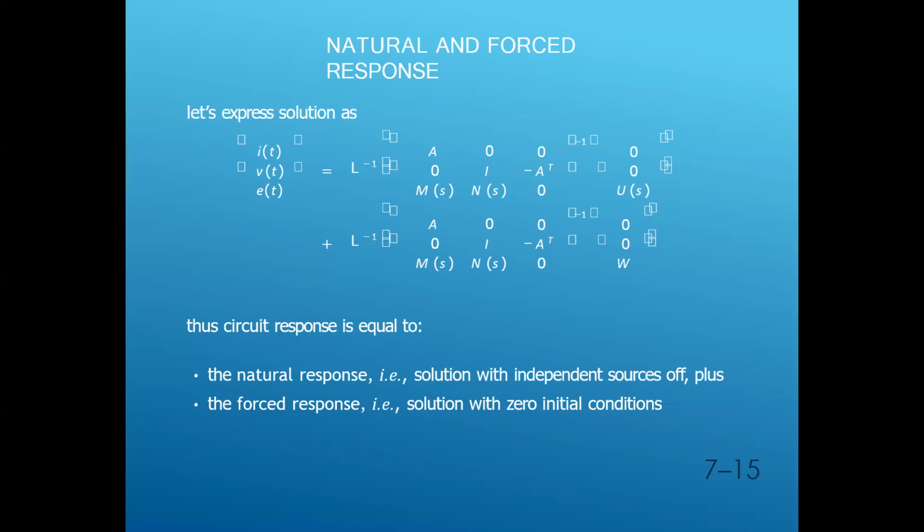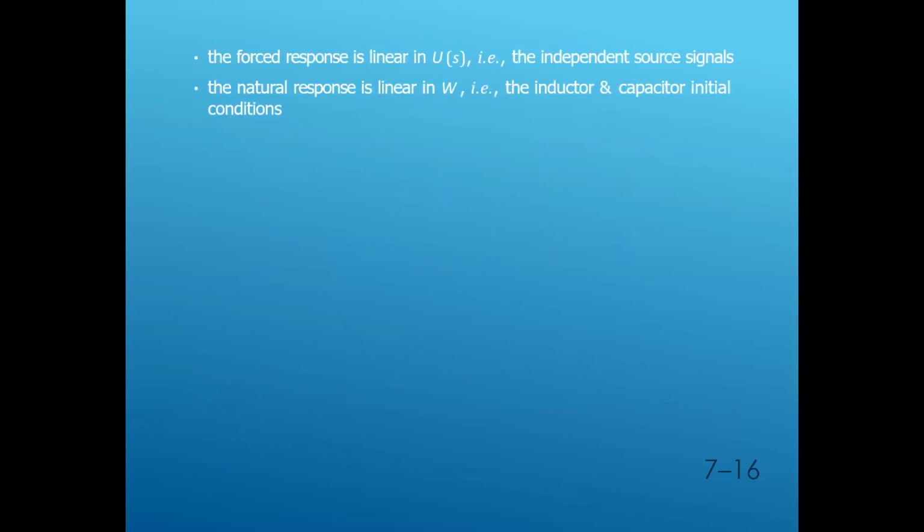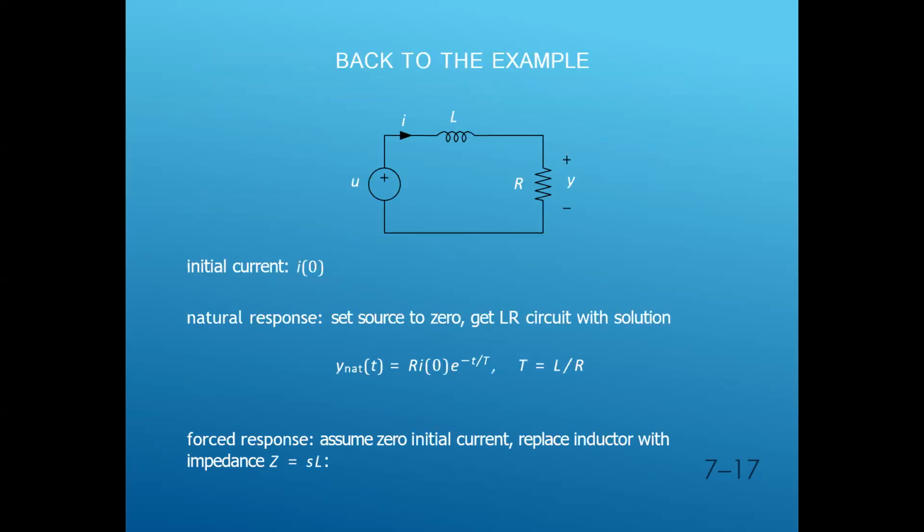The circuit response is equal to the natural response, that is the solution with independent sources off, plus the forced response, that is the solution with zero initial conditions. The forced response is linear in U(s), that is the independent source signal. The natural response is linear in W, that is the inductor and capacitor initial conditions.